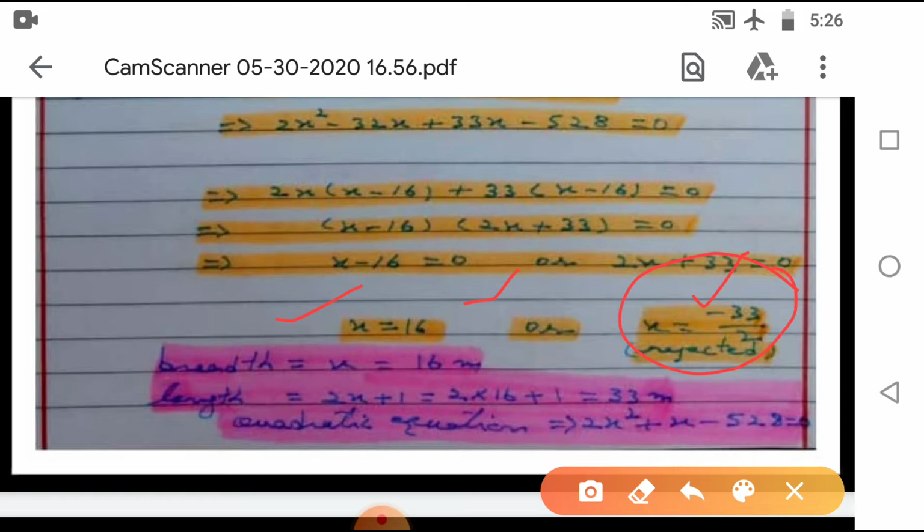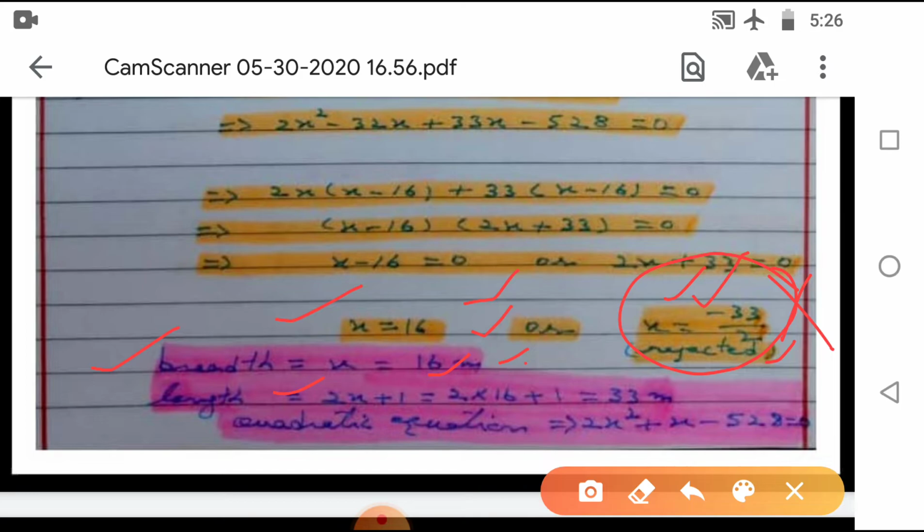So, this value minus 33 upon 2 is rejected because length cannot be negative. So, this value of x is rejected, and what is left with us, that is x is 16. So, the breadth of the rectangular plot is 16 meters. So, length is equal to 2x plus 1.